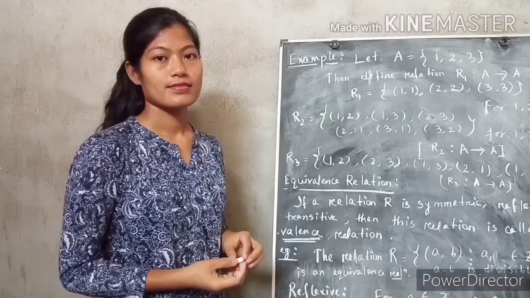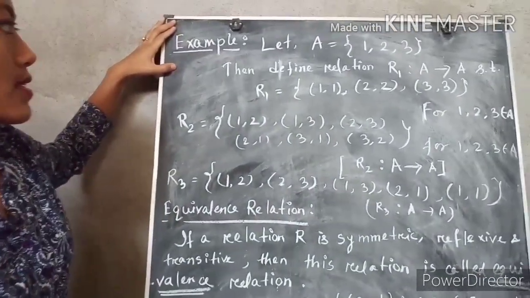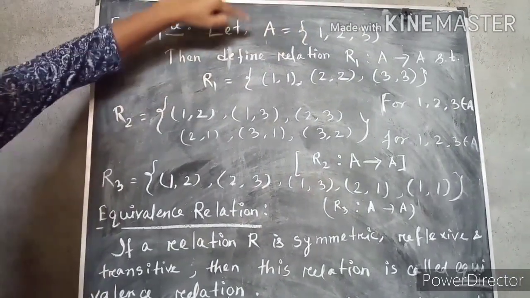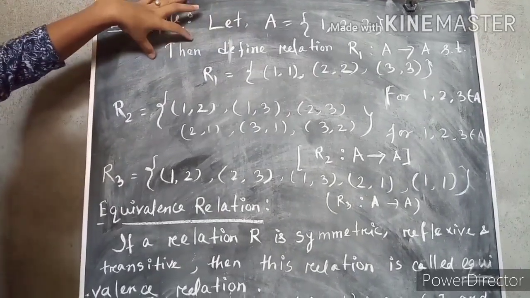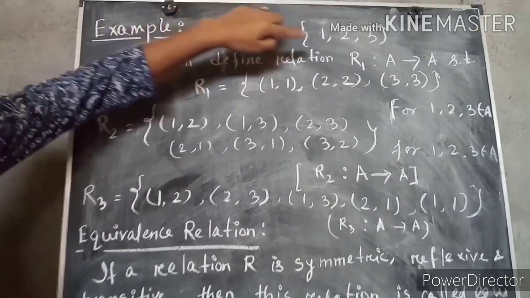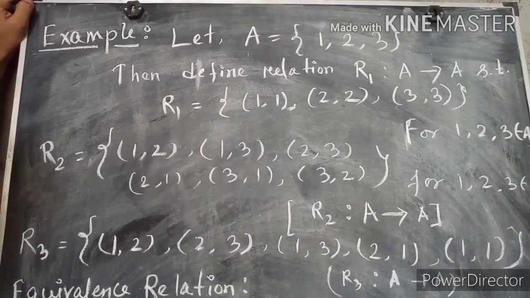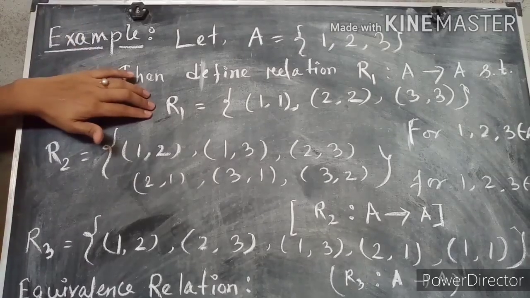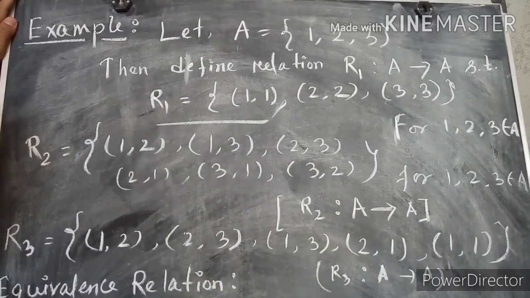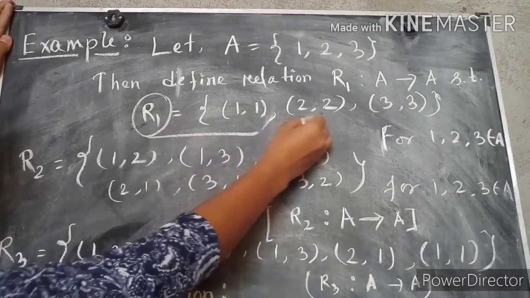So let's take an example. Let us take a set A which contains 1, 2, 3 only. Then suppose we define three relations R1, R2 and R3 on the set A. Take R1 equal to {(1,1), (2,2), (3,3)}. The relation R1 contains the elements in the form (1,1), (2,2) and (3,3).